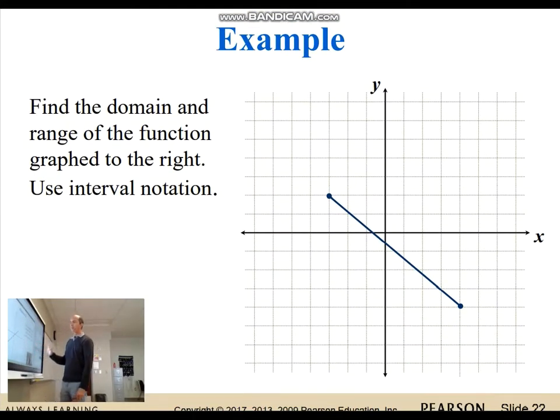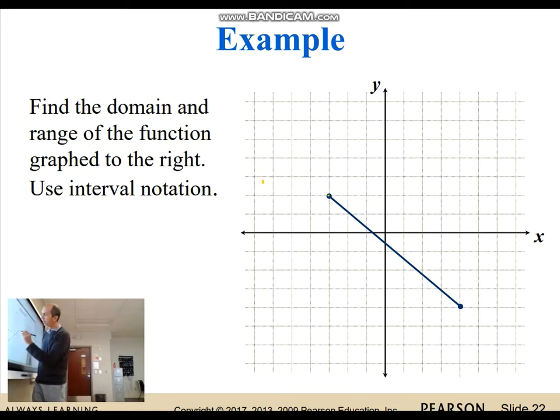If we have the graph, it's pretty easy to identify the domain and the range, as long as the graph has the limits within the screen. We can see the limits. So let's check this one. Find the domain and range of the function graphed to the right. If we don't have arrows, that means the graph stops here.